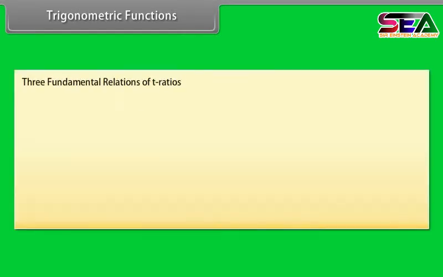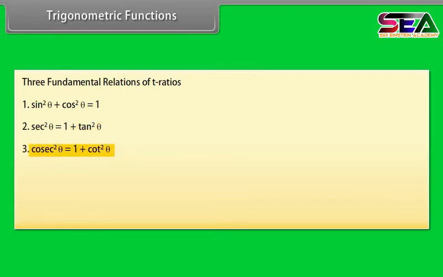Trigonometric functions. Three fundamental relations of T ratios. Sin square theta plus cos square theta is equal to 1. Sec square theta is equal to 1 plus tan square theta. Cosec square theta is equal to 1 plus cot square theta.